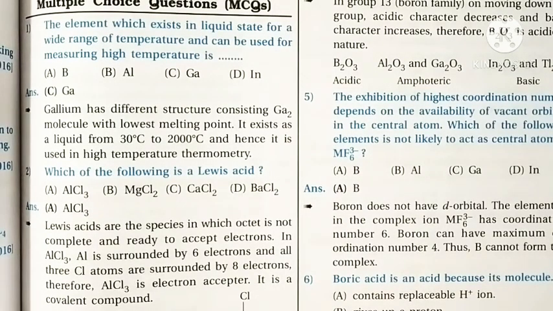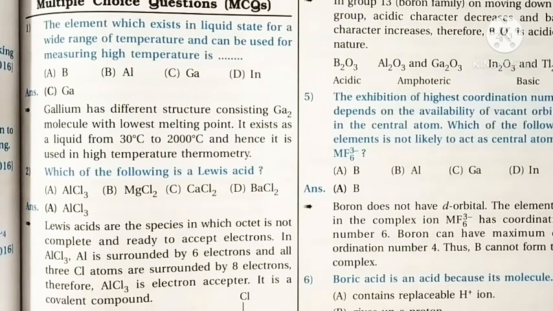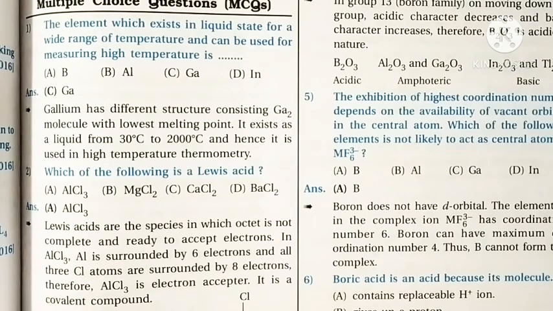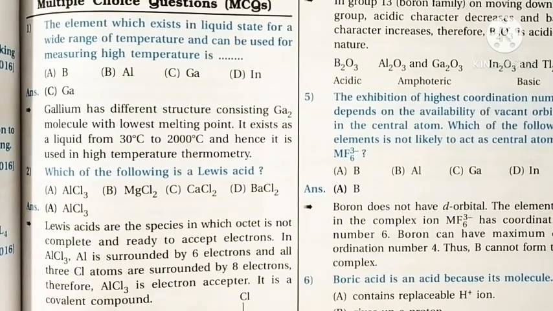The first MCQ: the element which exists in liquid state for a wide range of temperature and can be used for measuring high temperature. Our natural answer is gallium, because gallium has a different structure consisting of Ga2 molecules with a low melting point, and exists as a liquid from 30 to 2000 degrees centigrade. Hence it is used in high temperature thermometry.